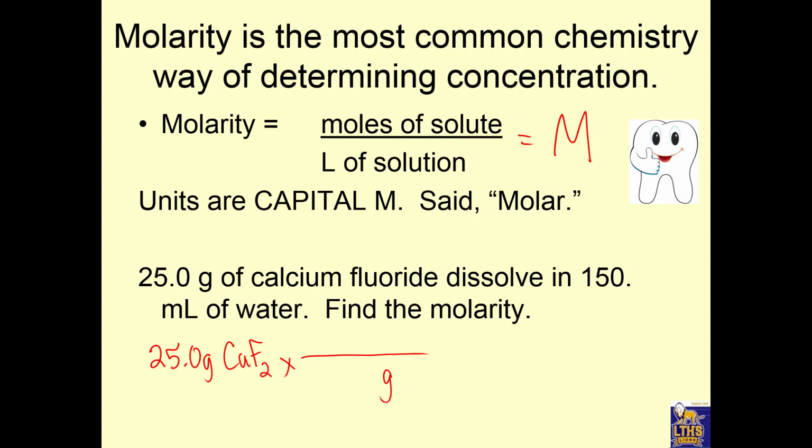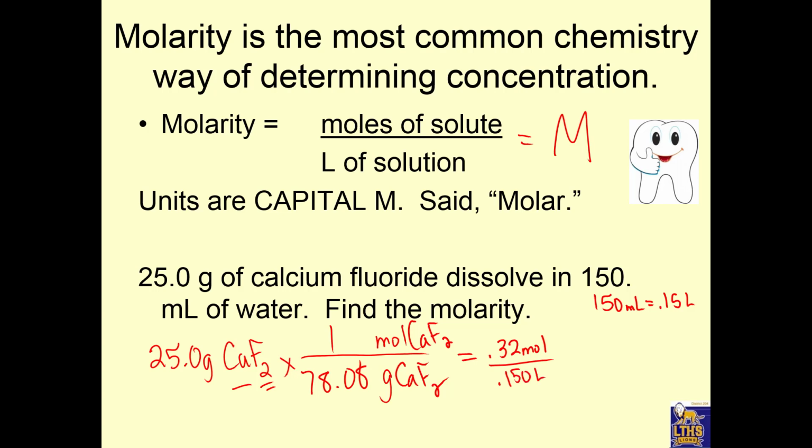Well, we have to change grams into moles, so we have to get grams from the periodic table. When we go get them, we find out that it's 78.48. I got that from the periodic table for 2 fluorines and a calcium. That's in 1 mole. So that gives me 0.32 moles of calcium fluoride. And then 150 milliliters equals 0.150 liters. You divide by 1,000. Dividing 0.32 moles by 0.150 liters, we find out the molarity is 2.13 molar for this solution.